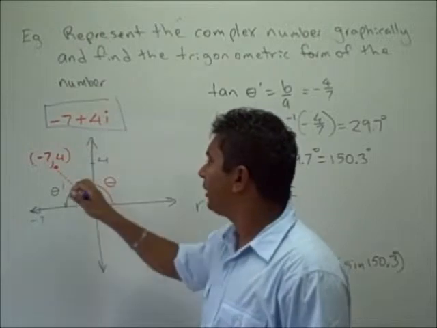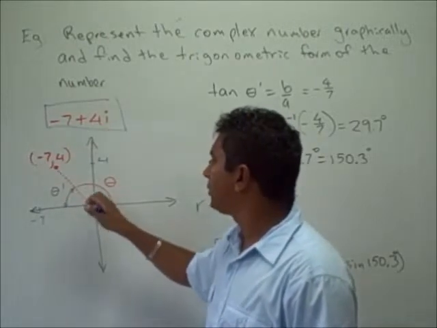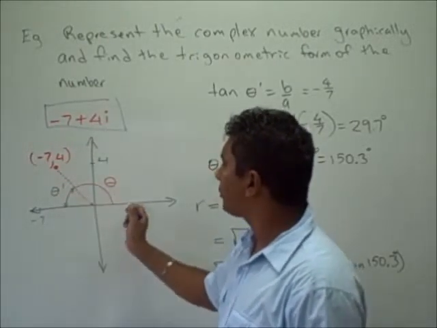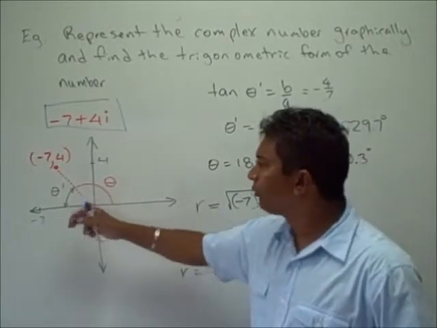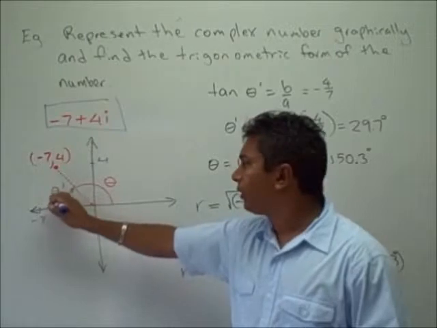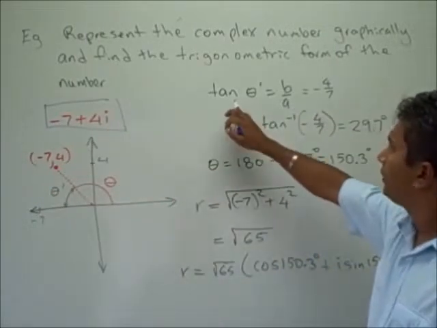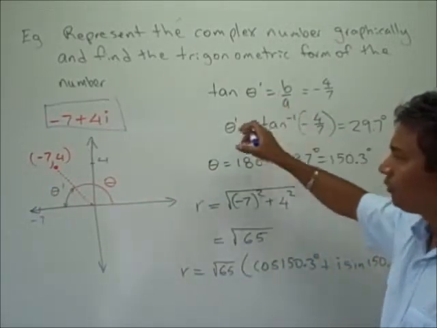We can see that the line segment from the origin to the point gives us an angle of theta from our real axis here. To find theta, we first need to find theta prime. We know that tan of theta prime is equal to b over a.